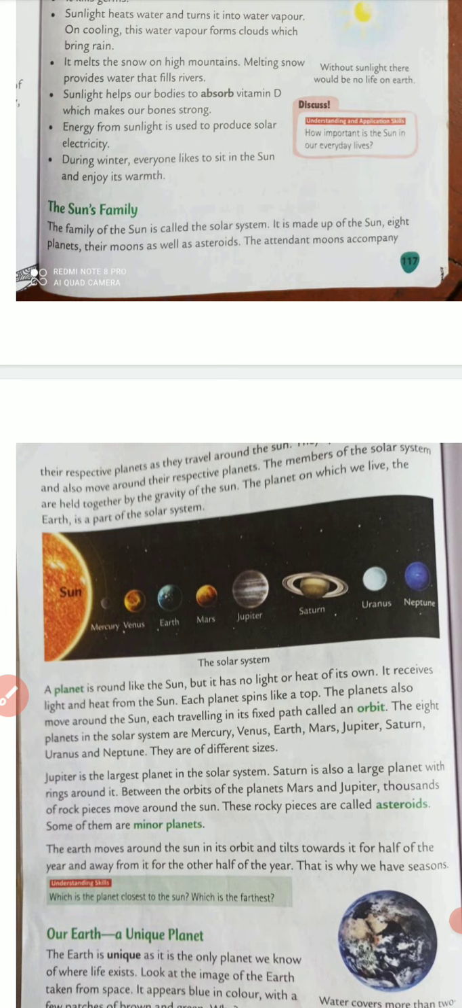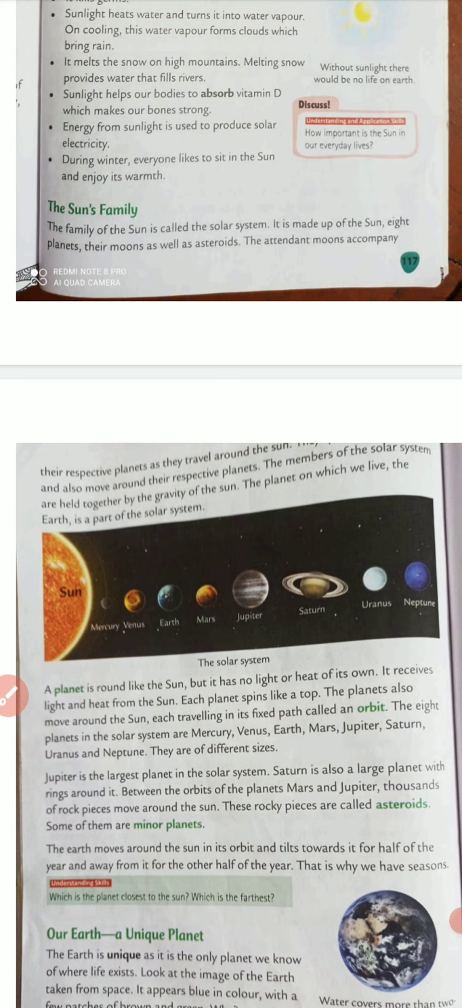The Sun's Family. The family of the Sun is called the solar system. It is made up of the Sun, 8 planets, their moons, as well as asteroids. The attendant moons accompany their respective planets as they travel around the Sun. They also move around their respective planets. The members of the solar system are held together by the gravity of the Sun.